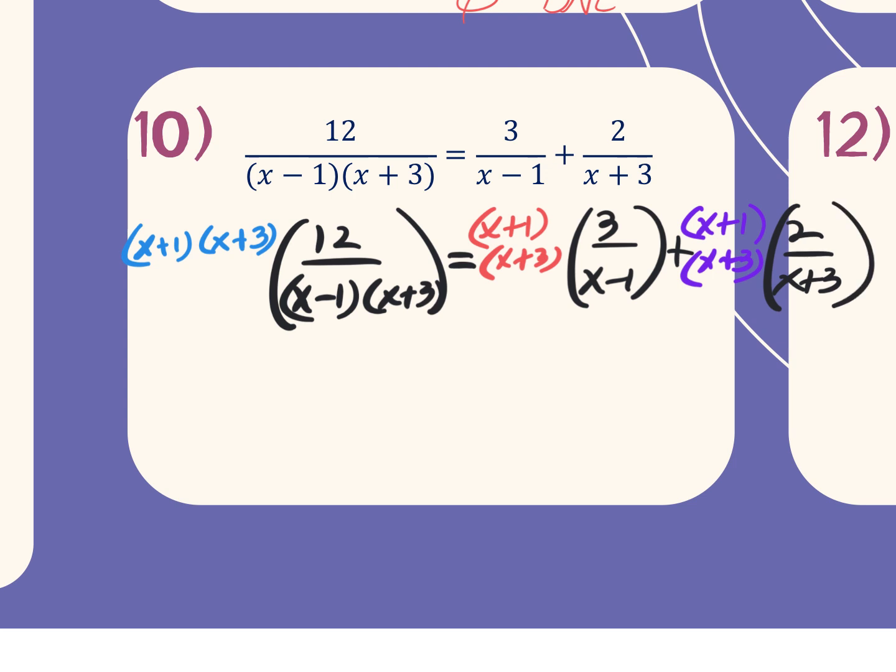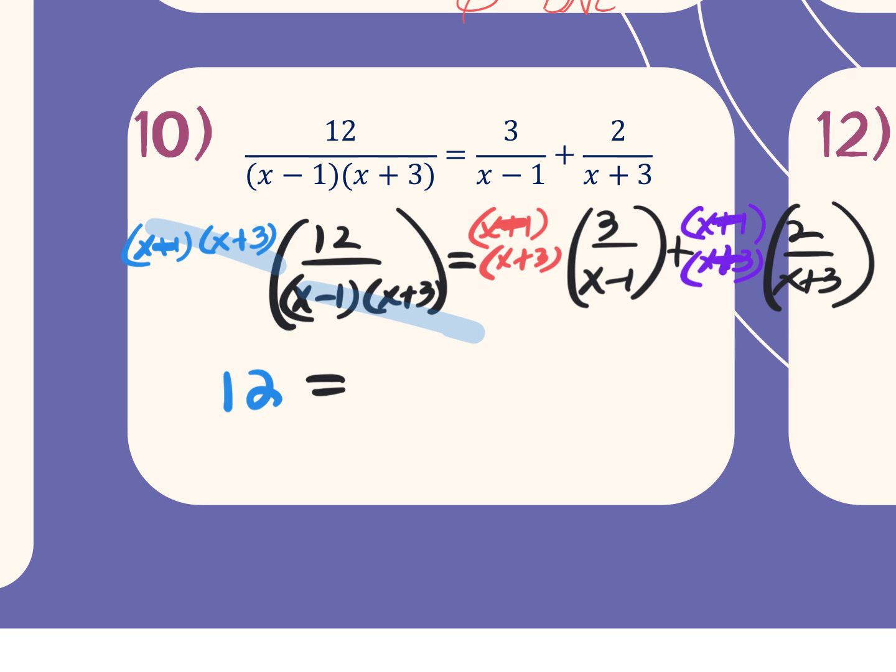Okay, so for the first fraction, it actually cancels away both. So then I'm just left with 12. The red one, only the x plus 1, that should have been a minus 1. Let me go back on all these. These should be minus 1s. And there should be a minus 1, not a plus.